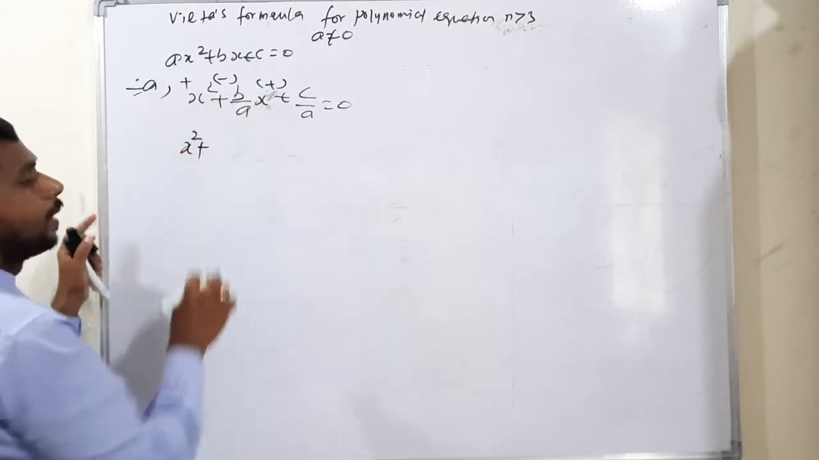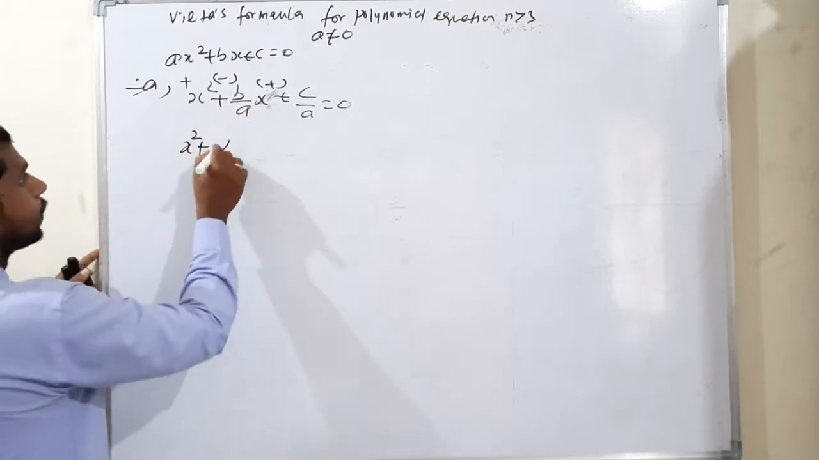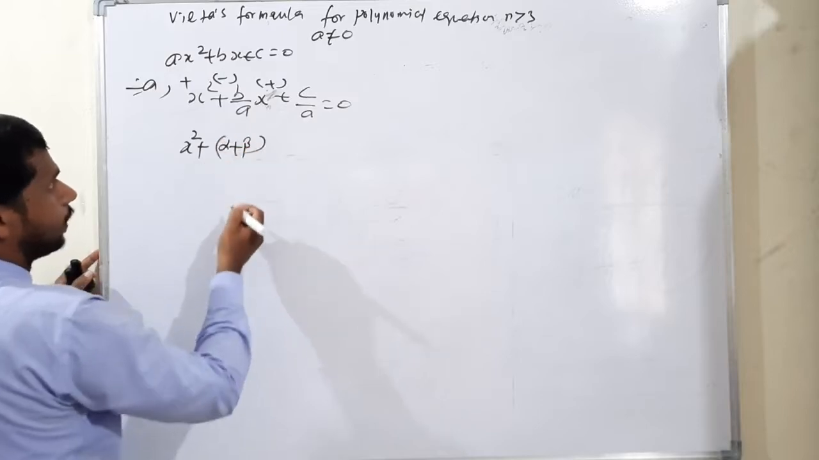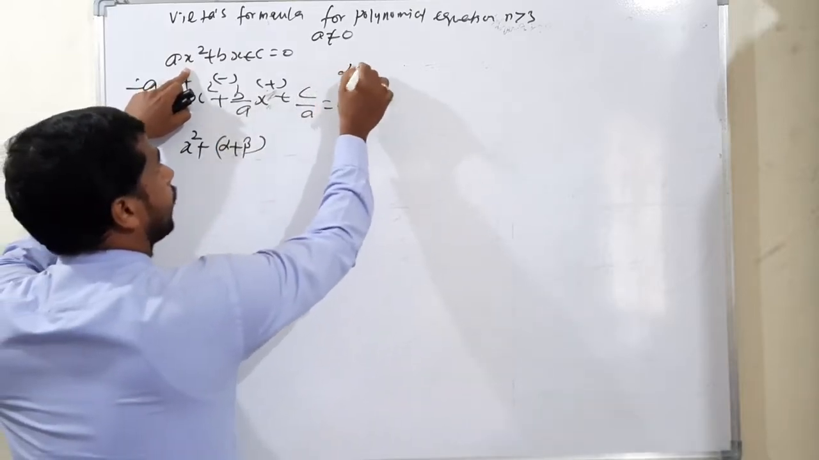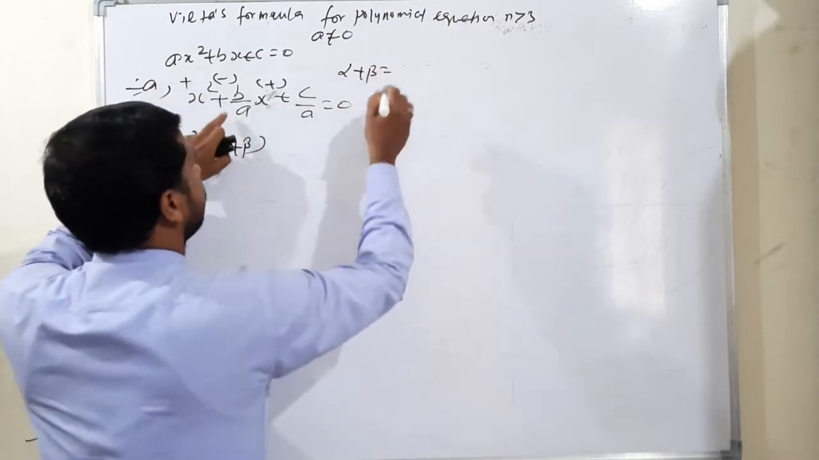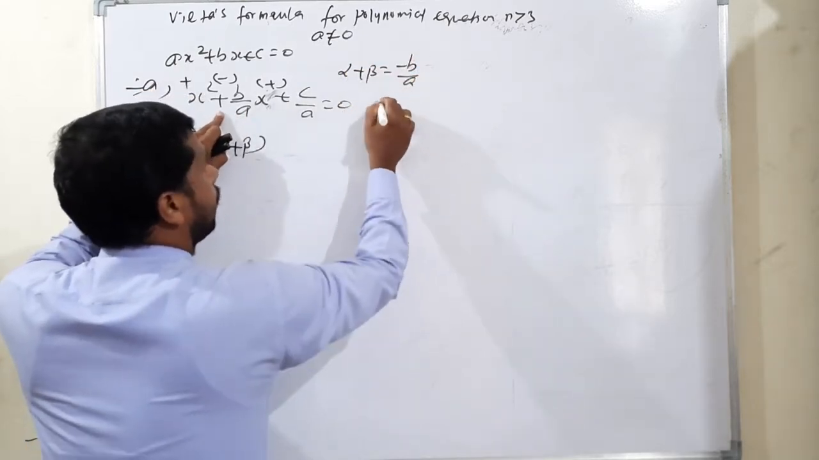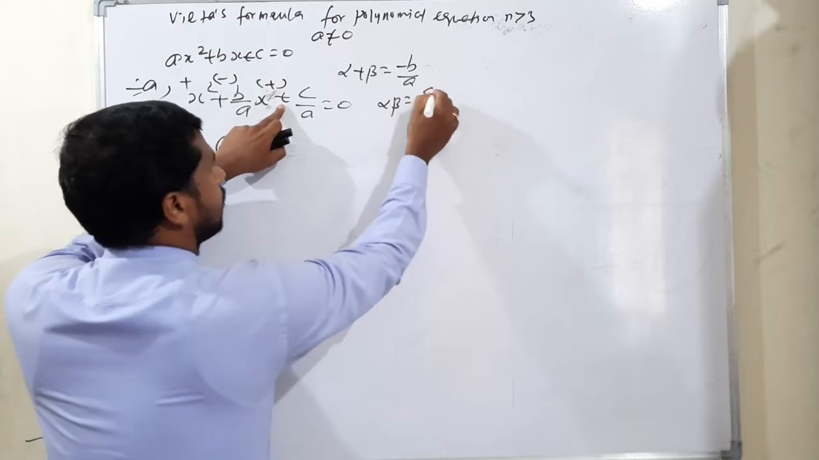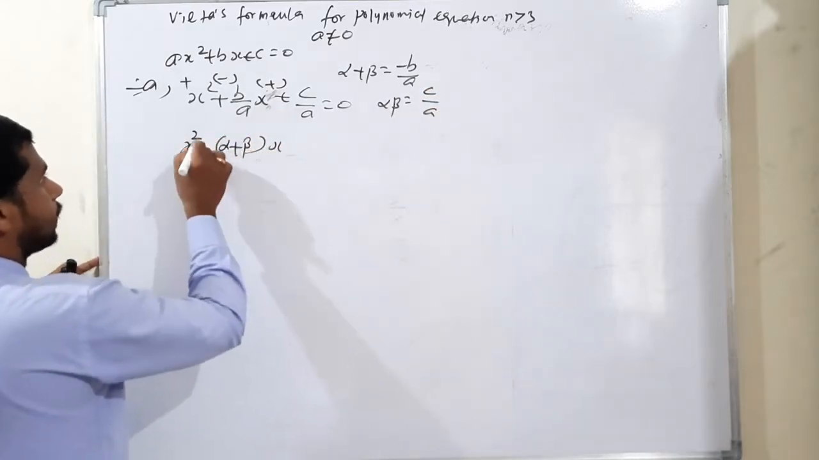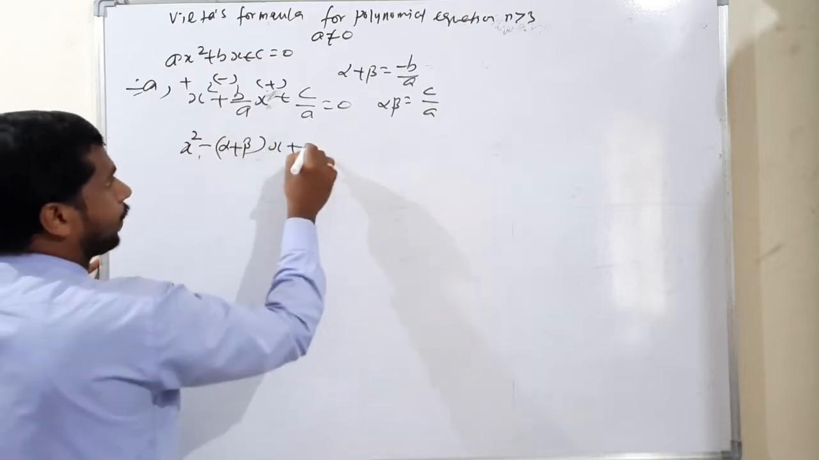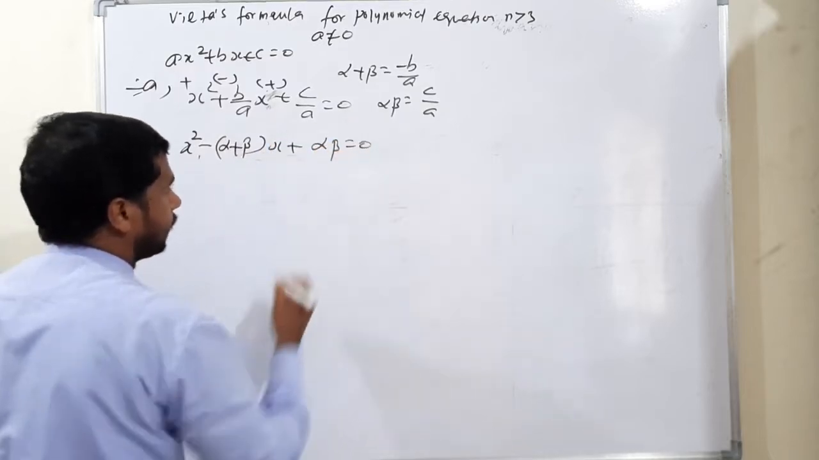then this b by a means the sum of the roots. What is the meaning of the sum of the roots? Alpha plus beta, isn't it? So for this square of the roots, how do we write alpha plus beta? Alpha plus beta means minus b by a. Then the product of the roots means c by a, isn't it? So alpha plus beta into x, there is a minus, isn't it? Then plus the product of the roots, only the constant. So alpha beta is equal to 0.